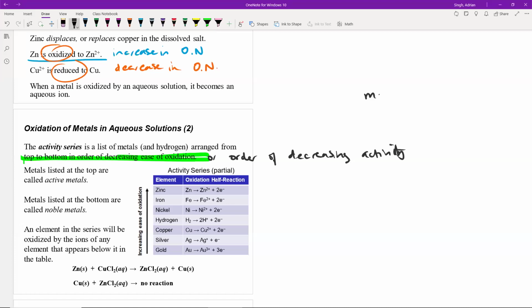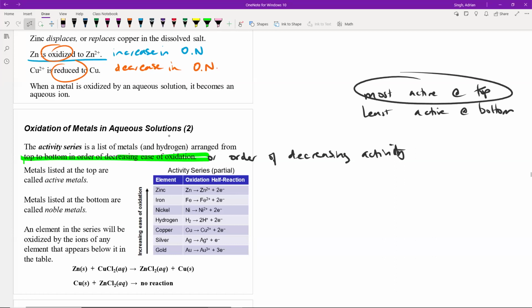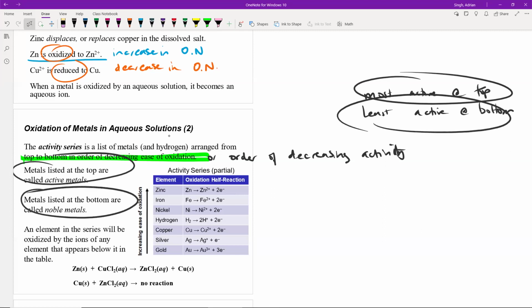Okay, so the most active are at the top, the least active are at the bottom of the activity series. The metals at the top are obviously very active. We call those our active metals. The ones at the bottom, the least active ones, are sometimes referred to as the noble metals, and they are not very reactive at all. You probably saw this in a couple of the labs we've done, specifically the chemical reactions lab, or you will do at some point.